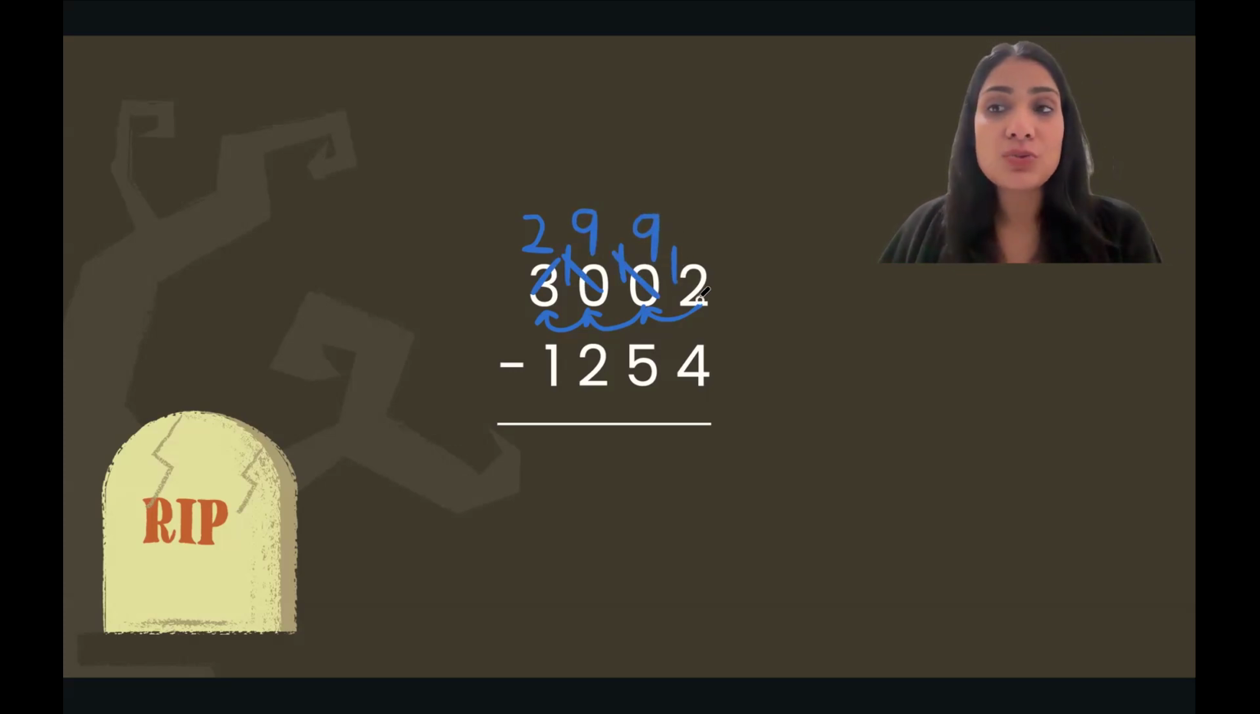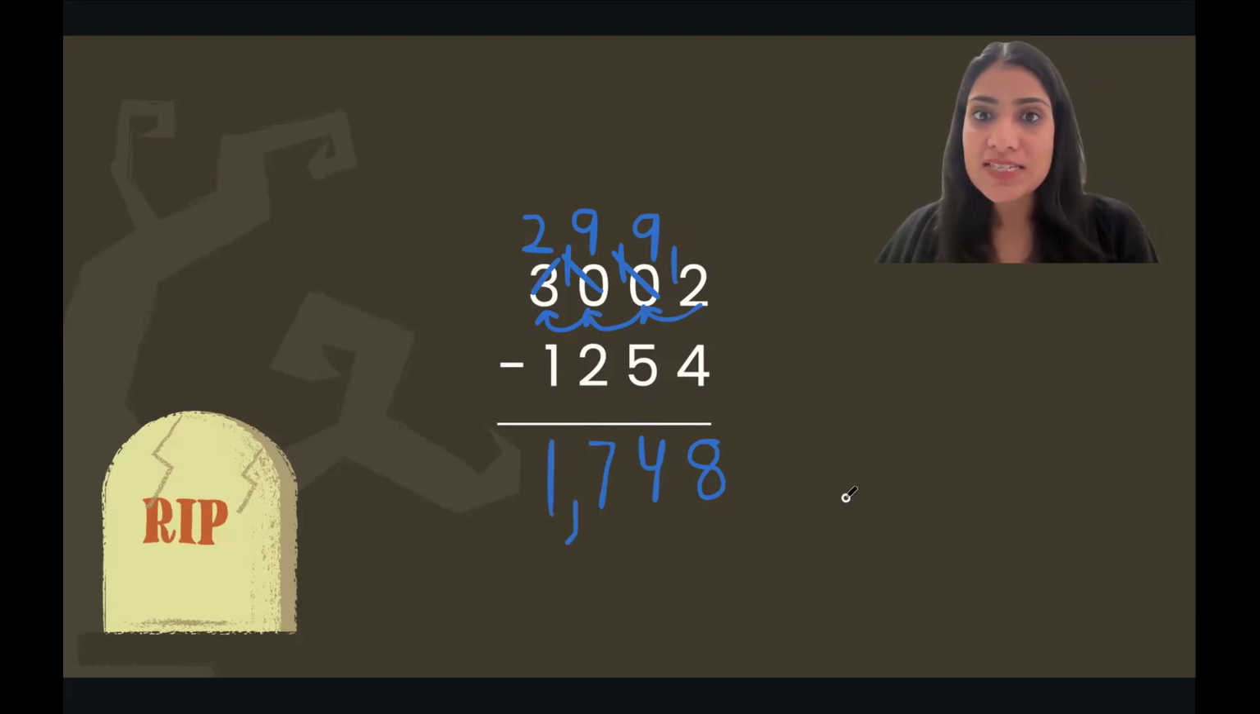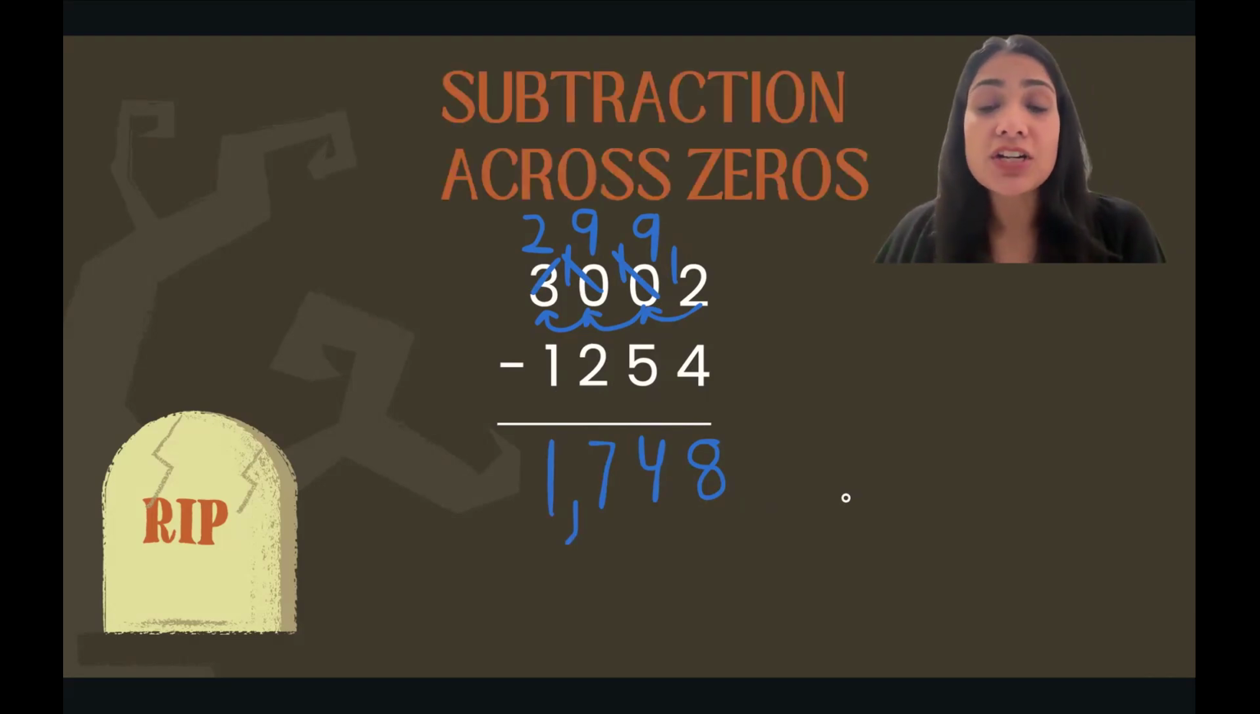So ones become 12. 12 minus 4 is 8. 9 minus 5 is 4. 9 minus 2 is 7. And 2 minus 1 is 1. So we get the answer 1748. This is called subtraction across zeros.